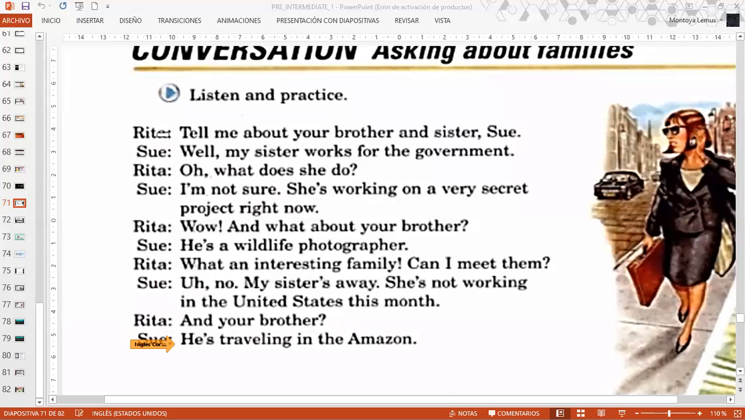Now, you are Rita and I am Sue. So you begin. 1, 2, 3. Tell me about your brother and sister. Well, my sister works for the government. Oh, what does she do? I'm not sure. She's working on a very secret project right now. Whoa. What about your brother? He's a wildlife photographer. What an interesting family. No, my sister's away. She's not working in the United States this month. And your brother? He's traveling in the Amazon.